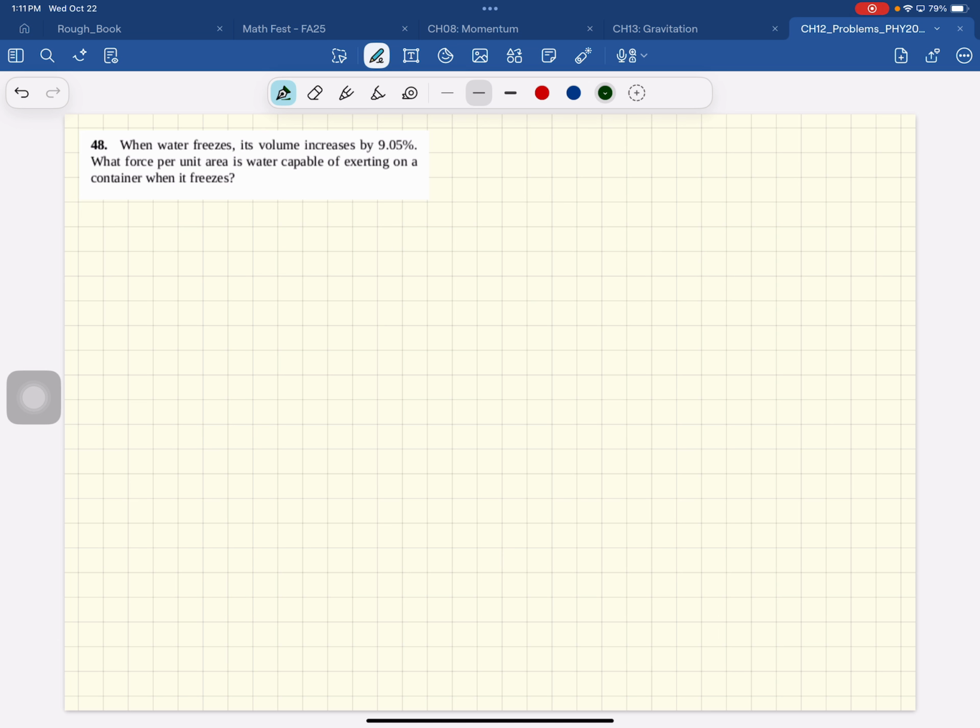So when water freezes, its volume increases by 9%. What force per unit area is water capable of exerting on a container when it freezes? Force per unit area, that's the pressure. Atmospheric pressure is what? 15 psi. So the atmosphere exerts a force of 15 pounds per square inch. What is the pressure in your car tires? About 30 psi, so 2 atmospheres. But you'll learn that that's actually gauge pressure, meaning the actual pressure is 3 atmospheres. So the gauge pressure is the actual pressure minus atmospheric pressure. So the actual pressure is 45 psi in your cars.